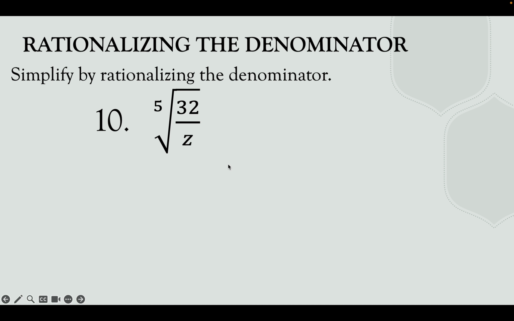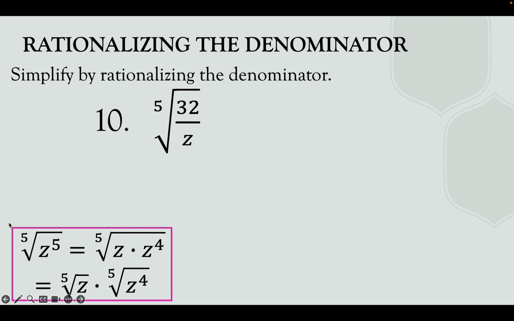Example number 10, we have fifth root of 32 over z. Now, we can write this one as fifth root of 32 over fifth root of z. Now, our denominator is fifth root of z. The exponent is 1 only. So our goal there is we must have the same index and the same exponent to eliminate the radical sign. So our goal again is fifth root of z raised to 5. That means we need to multiply z raised to 1 by fifth root of z raised to 4, so that we can get fifth root of z raised to 5.